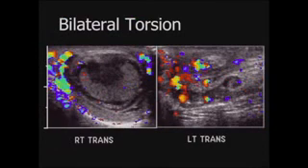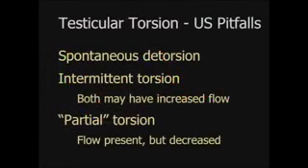You always have to look at both sides. Regrettably, sometimes there is bilateral torsion, as in this case with non-salvageable perinatal torsions. So some of the pitfalls in ultrasound examination include spontaneous detorsion, intermittent torsion, and both of these can have increased flow, or partial or incomplete torsion, in which flow is present, but it's going to be decreased.